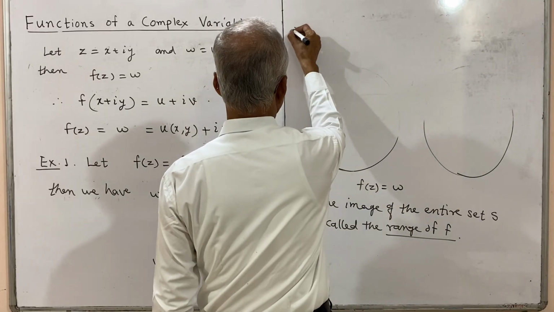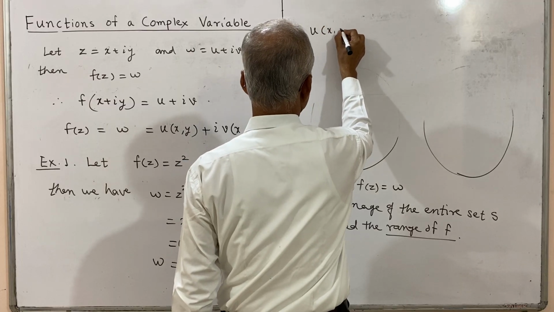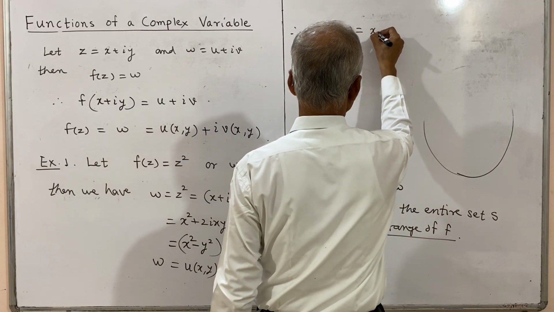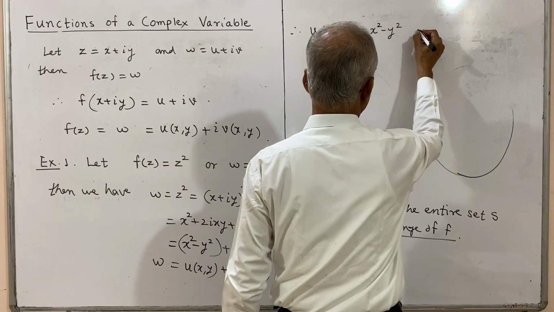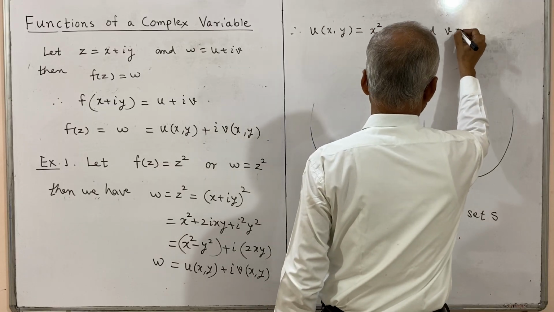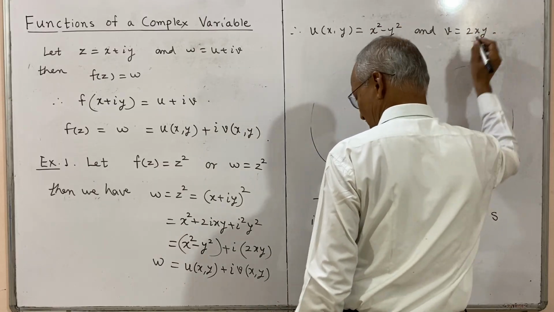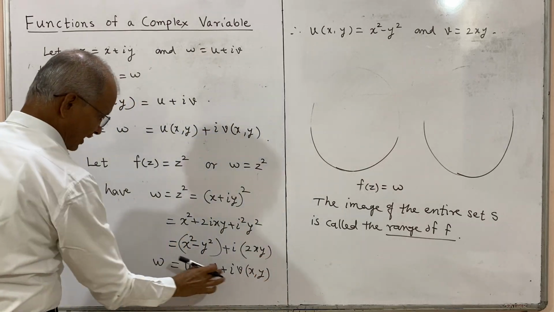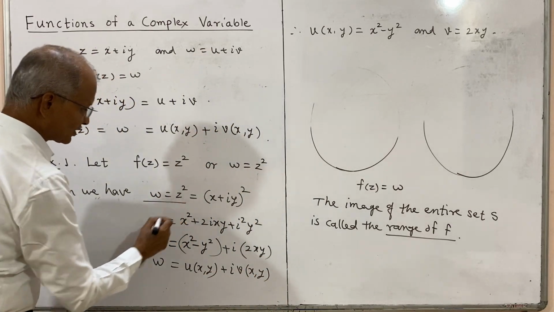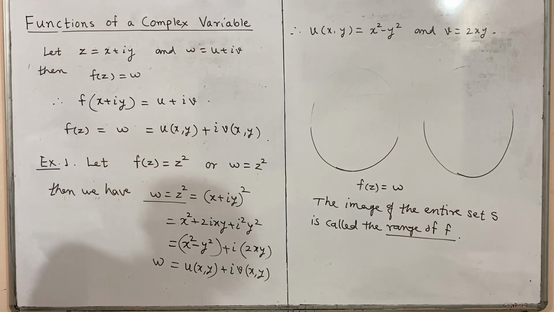And therefore u is x square minus y square and v is 2xy. This is v and u, so for the function w is equal to z square.